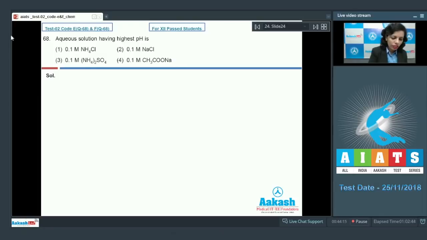And that's why we can easily mark here the correct answer, that is the salt of acetic acid and sodium hydroxide. The answer is option 4. After this, the next question is here.